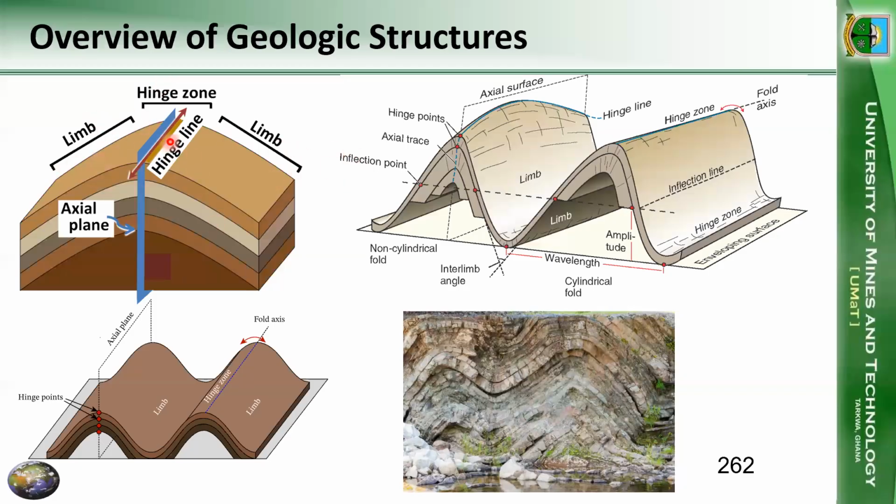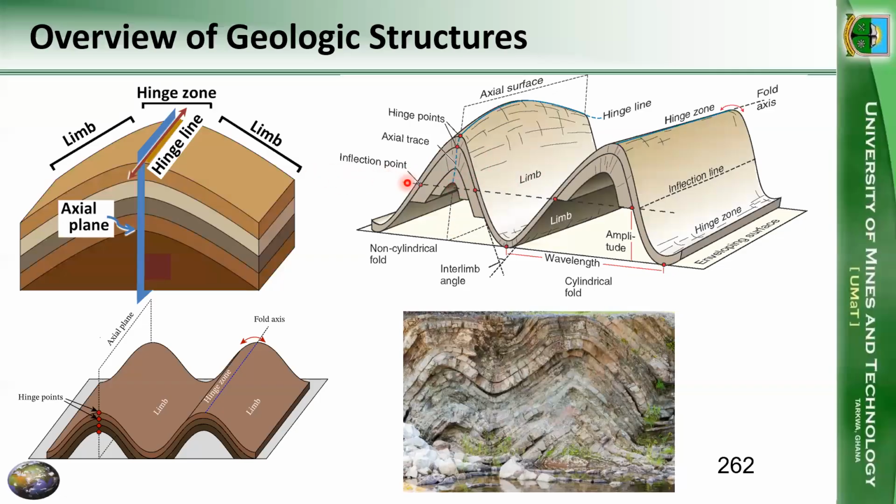Where the two limbs meet, we call that the hinge. It's like the hinge of a door, right? The hinge line, where the two limbs meet, all right? And the plane associated with that hinge line, it's called the axial plane. Axial plane, all right? And then we could also talk about the various hinge points. So along the hinge or axial surface, we could define the hinge points, right? The hinge points, all right?